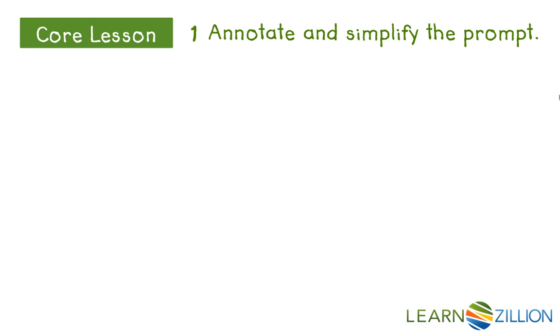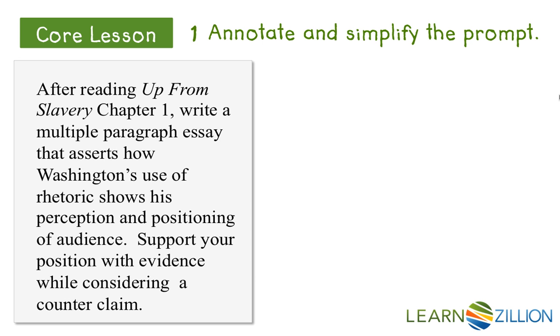So step 1, annotate and simplify the prompt. As I look over the prompt, this is what we've just looked at, I'm going to highlight the words that stand out to me. So Washington's use of rhetoric, already that sings out to me as something that I'm going to need to do in order to write this task, in order to respond to this prompt. This word perception and positioning of audience, those two ideas sing out to me as important. And then certainly this last idea about a counterclaim, that seems important as well.